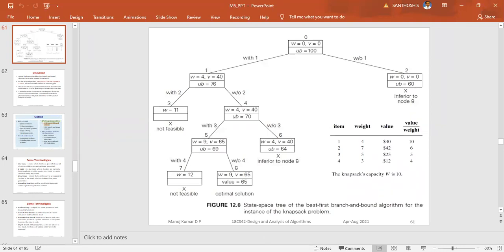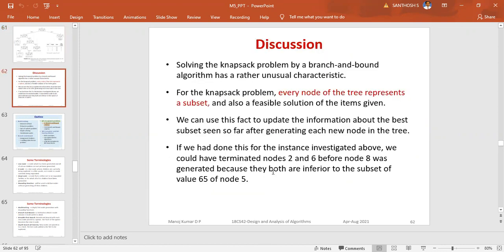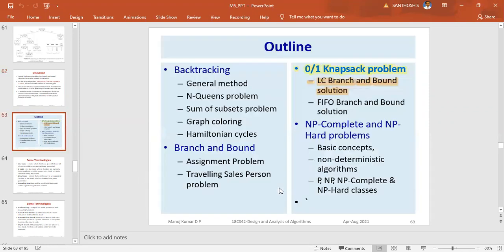Okay. So this is the state space tree of the branch and bound algorithm for the instance of the knapsack problem. We have seen that every node represents a subset and a feasible solution of the items given. We can use this fact to update the information about the best subset seen so far. If we had done this for the instance investigated, we could have terminated nodes 2 and 6 before node 8 was generated. Okay.